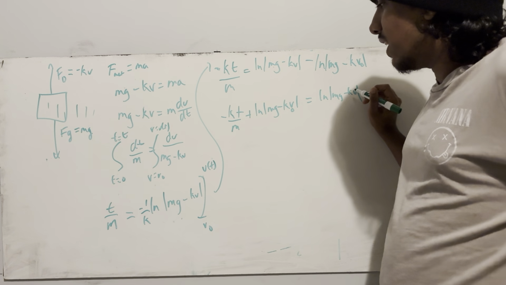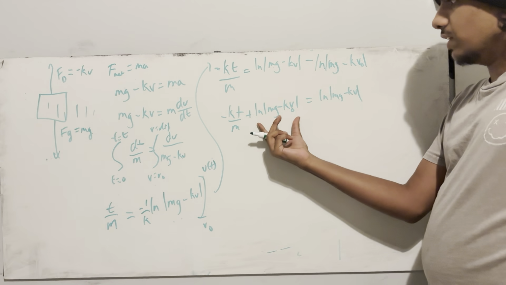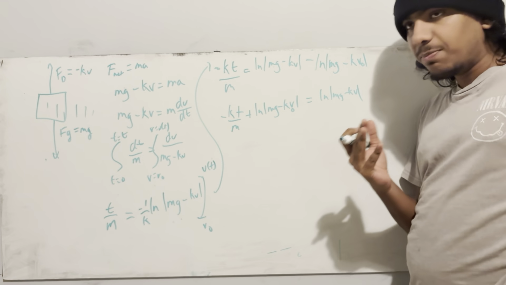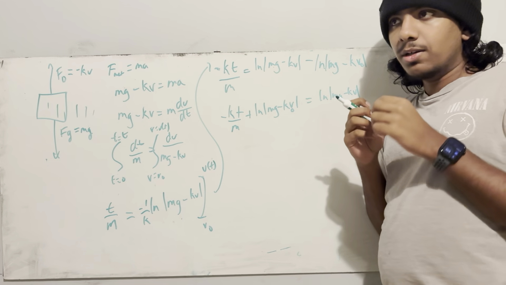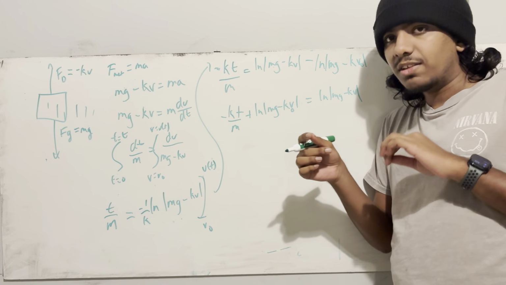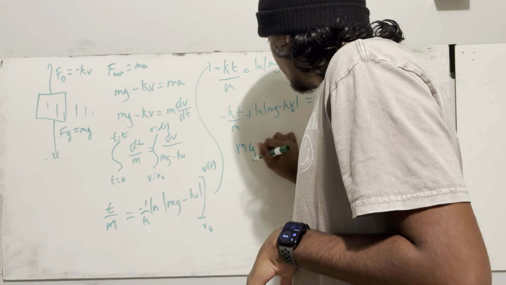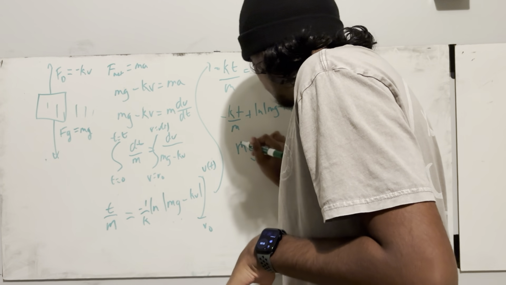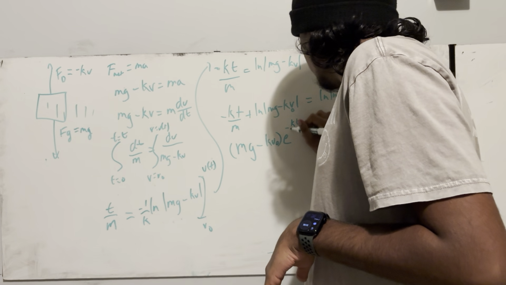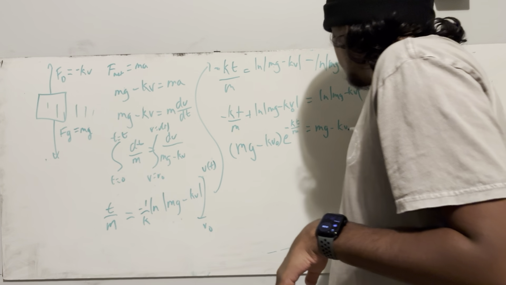Now, when we exponentiate both sides, this is gonna cancel out with the e, because we split the e's, remember, like last time, where we had the ln of v naught minus k over m. We split them and we got the v naught outside. We're gonna do the same thing here, but I'm gonna skip that step. So we get mg minus kv naught times e to the negative kt over m equals mg minus kv.